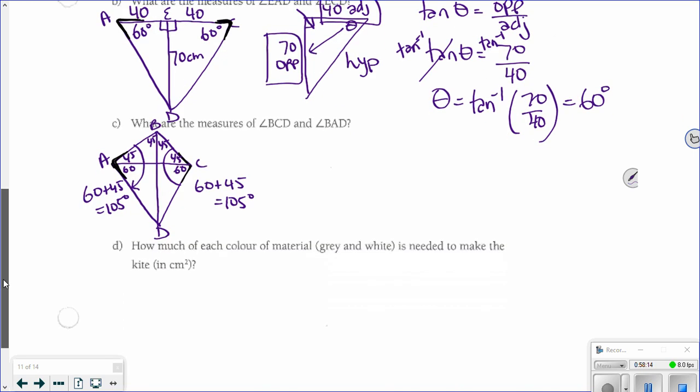The last part says how much of each color of material, grain weight, is needed to make the kite in centimeters squared. Centimeters squared is the measure of area. Again, area is not something we have to learn in the curriculum for this course. Don't do question D. We're done.